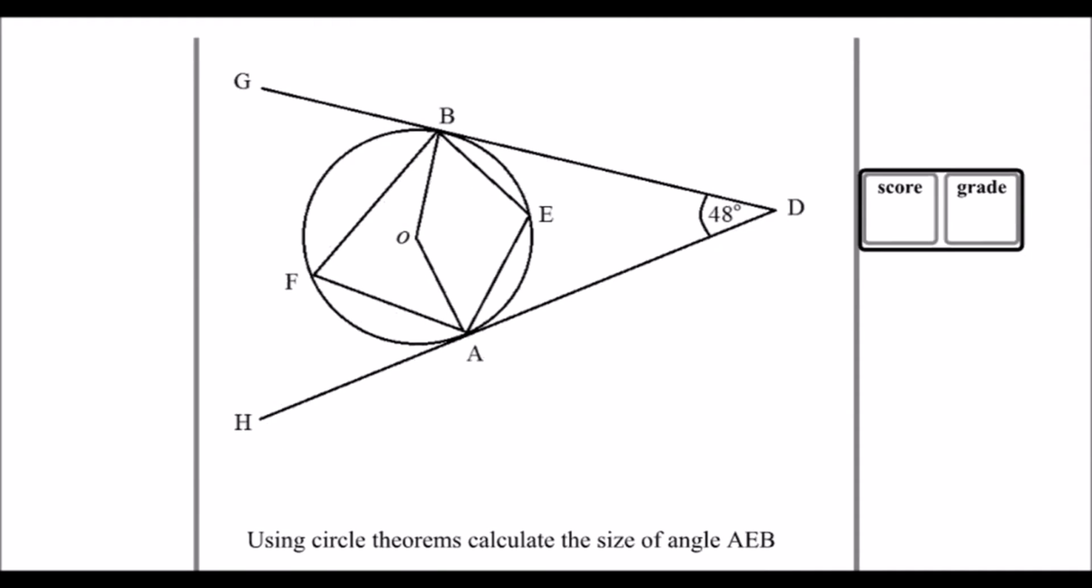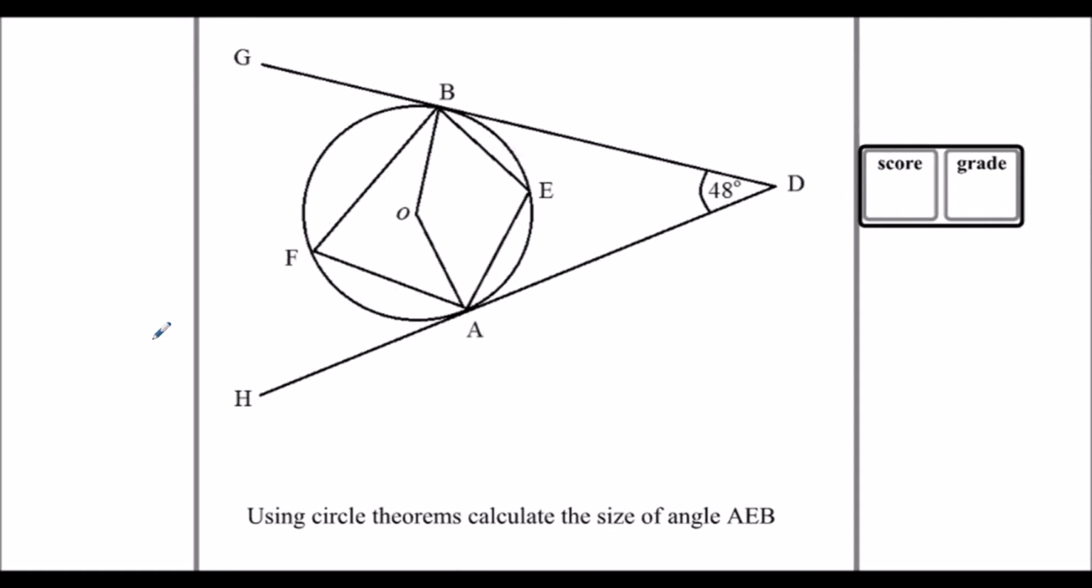Okay, question 5. We've got a circle theorem question, and we need to calculate the size of AEB. So this angle here. What do we know about our circle theorems? We know where a tangent meets a radius, it's 90 degrees. So these angles here, where the tangent meets the radius, we should have a right angle, a 90-degree angle. And we've got a quadrilateral here. So we've got a four-sided shape.